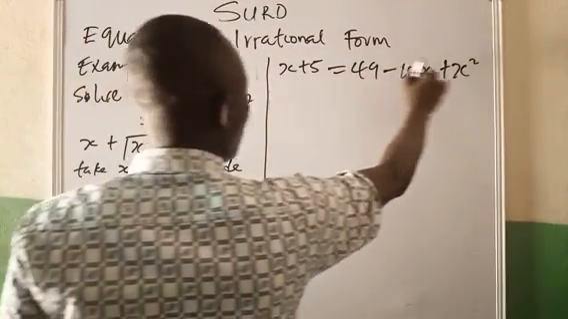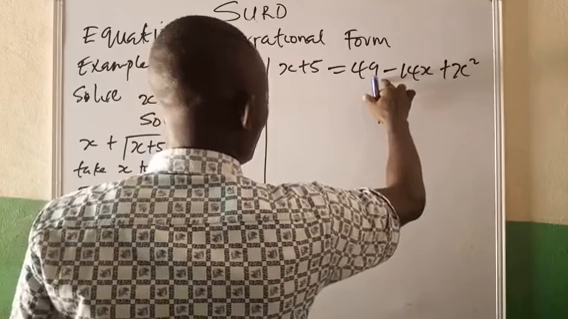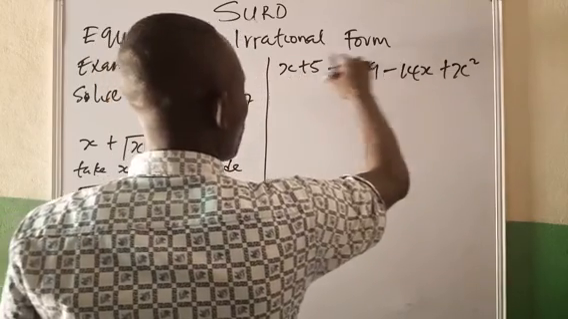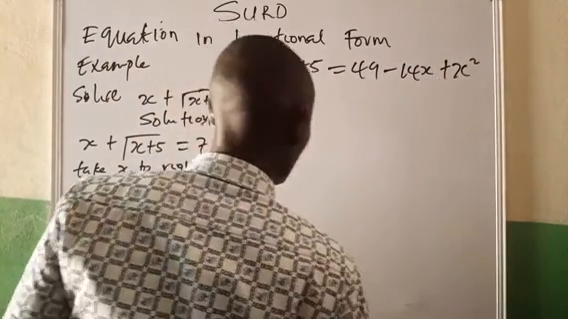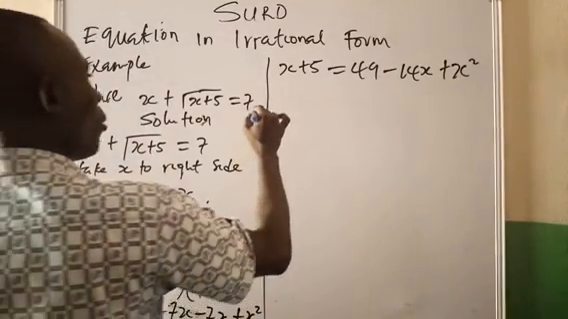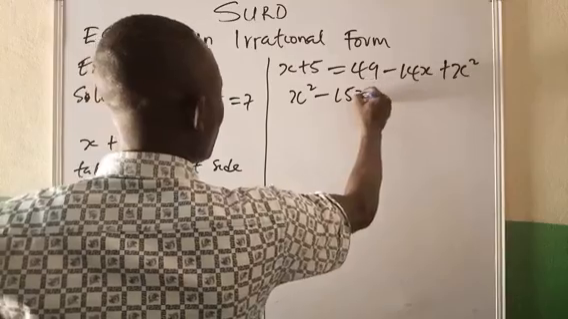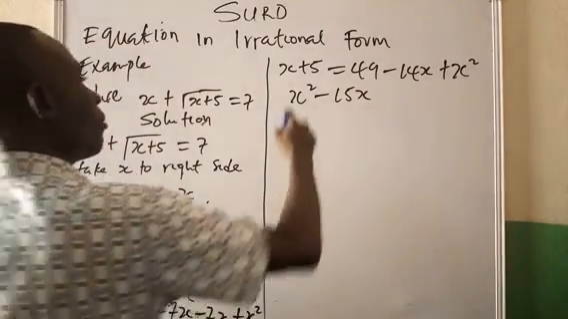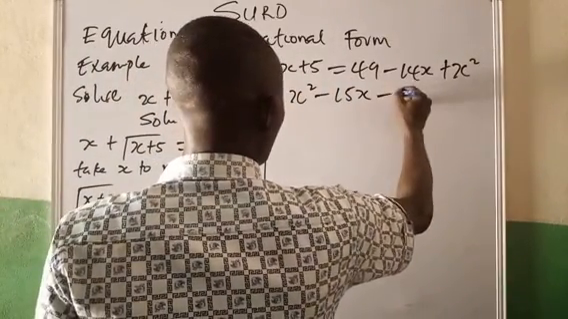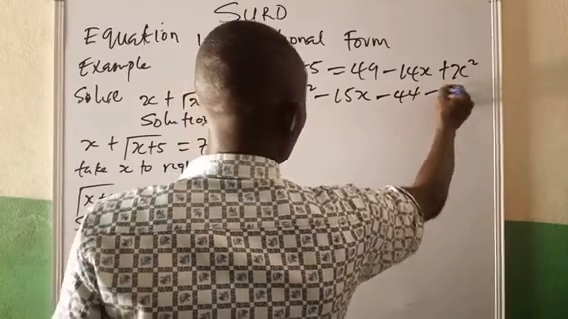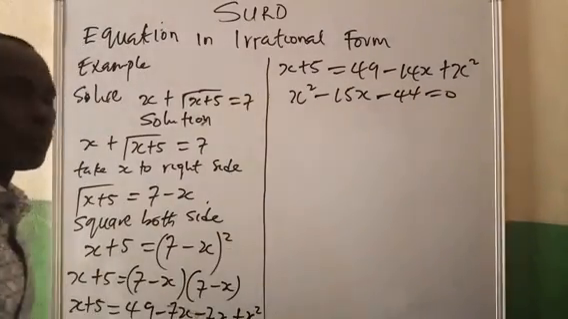I take everything down this way. I move this one to this side. 5 will come here to become minus, and s will come here to become minus. So I will obtain s squared minus 15s. If I take 5, this will give me what? Minus 44 is equal to 0.